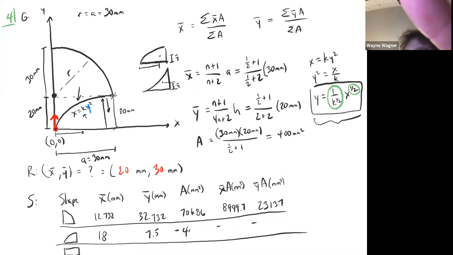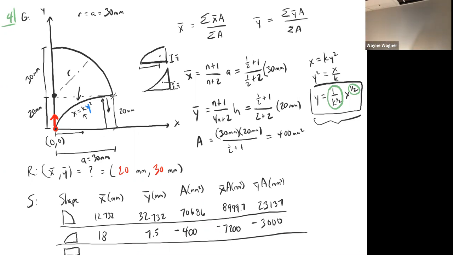So notice this is a negative 400. Now I'll go ahead and do the multiplication here because I think this is fine. So this will be negative 7,200. And this one will be 7.5 times 400, and we'll get 3,000.